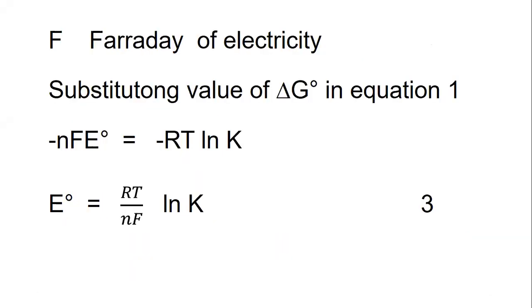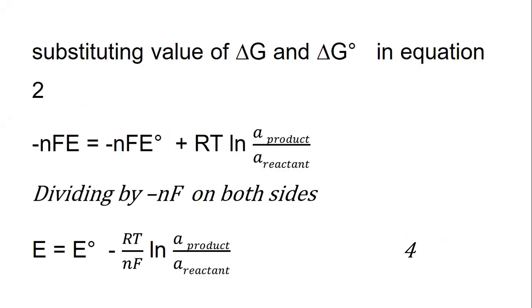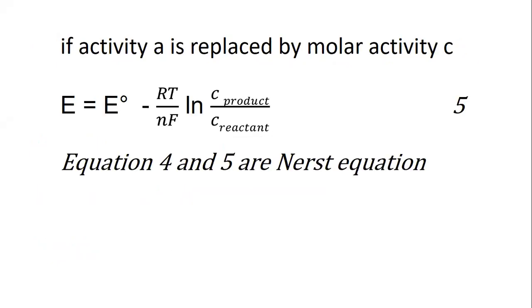F is the Faraday of electricity. Substituting the value of delta G naught in equation 1, minus nFE naught equals minus RT ln K. So E naught equals RT over nF ln K. Substituting the values of delta G and delta G naught in equation 2, minus nFE equals minus nFE naught plus RT ln (a product over a reactant). Dividing by minus nF on both sides, E equals E naught minus RT over nF ln (a product over a reactant).